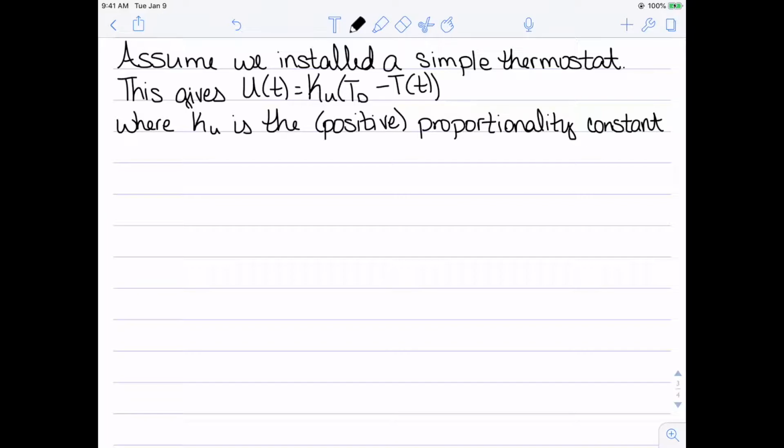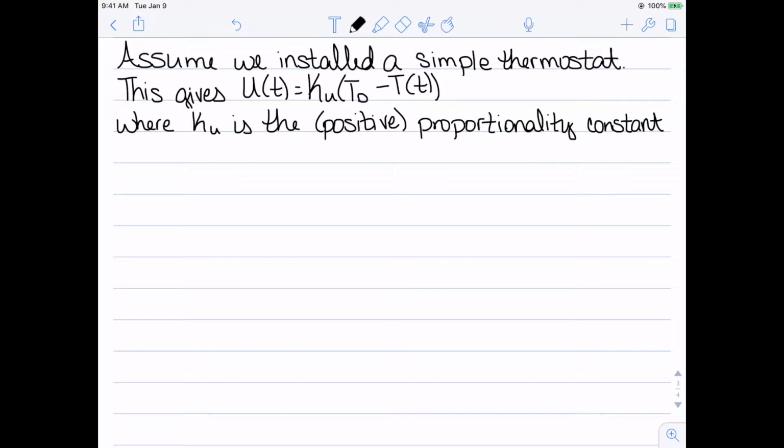Now let's consider the last problem again, only this time we're going to assume that we installed a simple thermostat. This simple thermostat is used to compare the actual temperature inside the building with our desired temperature, which we'll call T sub D. If the actual temperature is below, then we kick on the furnace to supply heat to get to this ideal temperature. Otherwise, the furnace is off. If the actual temperature is above our desired temperature, then the air conditioner will kick on and cool it. So that means the amount of heating or cooling supplied is proportional to the difference of temperature. So U of t is equal to K_U times T_D minus T of t, where T_D is our desired temperature, and K_U is the positive proportionality constant.